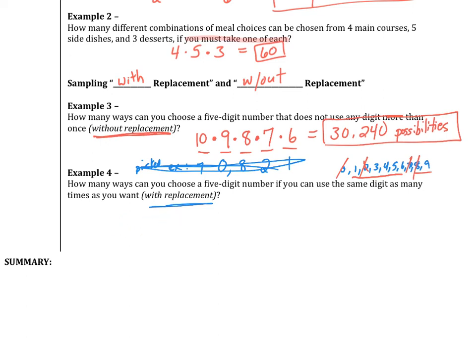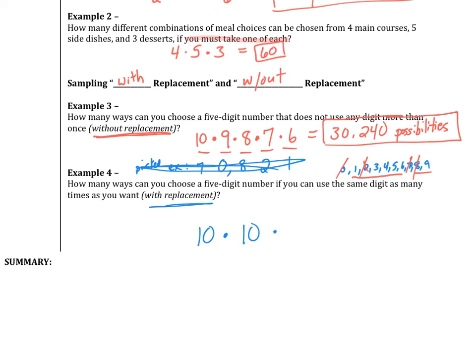So, how many possible numbers are there for our first digit? There is 0, 1, 2, 3, 4, 5, 6, 7, 8, 9. There's 10 possible choices. Now for our second digit, there's still 10 choices because you can reuse a number as many times as you want. So if I pick 7 for my first number, I can pick 7 for the second number if I can replace it. This one says with replacement, so I can do the same number twice.